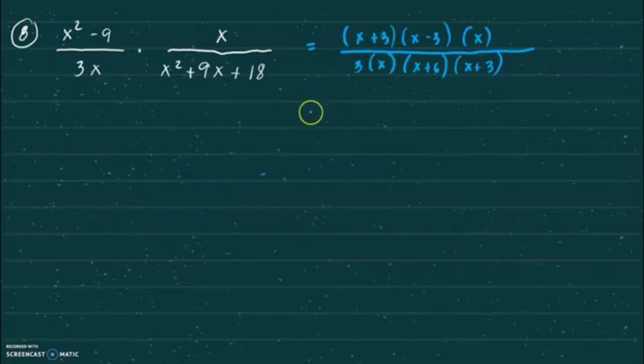Now, since we are already done with listing all the prime factors, let's proceed to dividing out common factors. So we have here x plus 3 and x plus 3. We have x and x. So there's no common factor anymore. Let's continue. On our numerator, we are left with x minus 3. And in our denominator, we have 3 times (x plus 6). Now distribute 3 in your denominator. So you have (x minus 3) over (3x plus 18). And that's already our final answer.